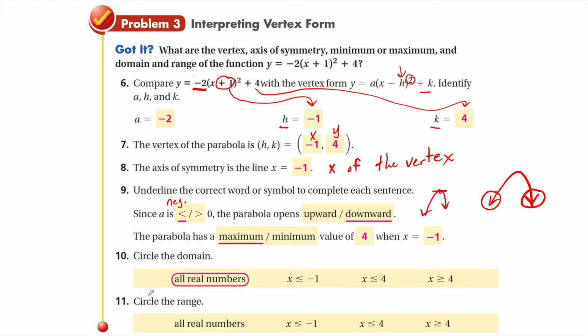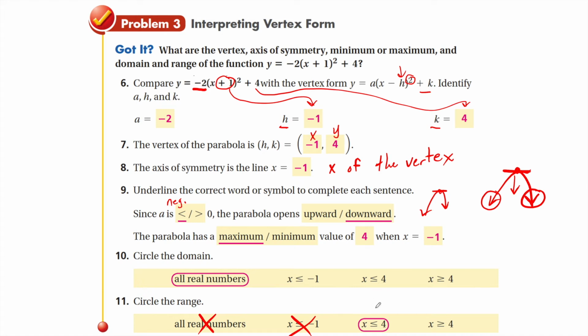What about the range? Well, in this case, we have a maximum. We have a highest point, which means we have to talk about all the points below that point. First things first, the highest is 4, so we can rule out the -1, and we know that we have a maximum, so we can get rid of all real numbers. But now it's either less than or equal to 4, or greater than or equal to 4. If we're talking about all the points below 4, we have to do the less than or equal to portion.